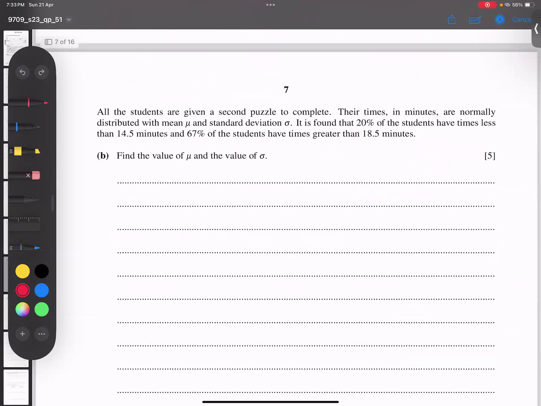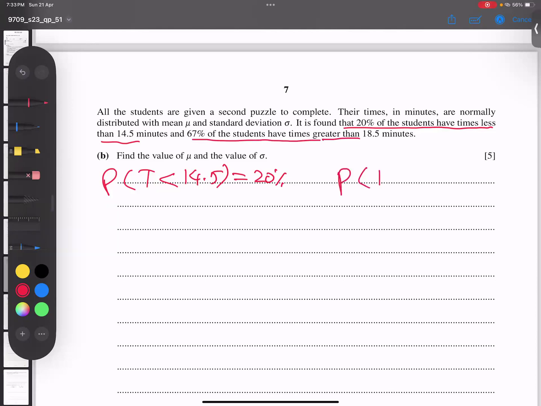All the members are given a second puzzle to complete. This time the time in minutes is normal, with mean and deviation unknown. This is an important statement. He said 20% of students have a time less than 14.5, and 67% of students have a time greater than 18.5 minutes.